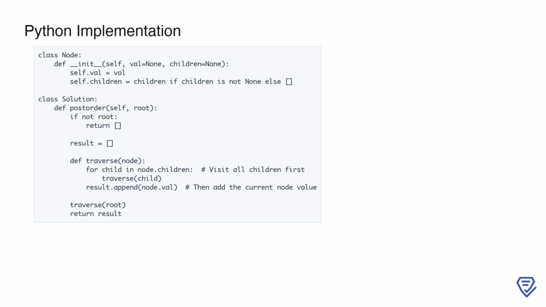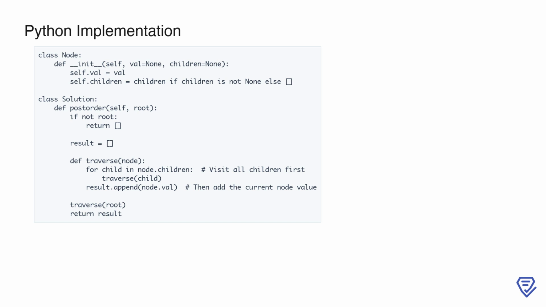3. Base case. The first thing we check in the postorder method is whether the root is none. If the tree is empty, we return an empty list as the result. 4. Result list. We initialize an empty list result to store the postorder traversal of the tree. 5. Recursive traversal function. The inner traverse function performs the depth-first traversal recursively. For each node, it iterates through all its children and recursively calls traverse on each child. After processing all the children, it appends the current node's value to the result list. This ensures that all children are visited before the current node, which is the essence of the postorder traversal.